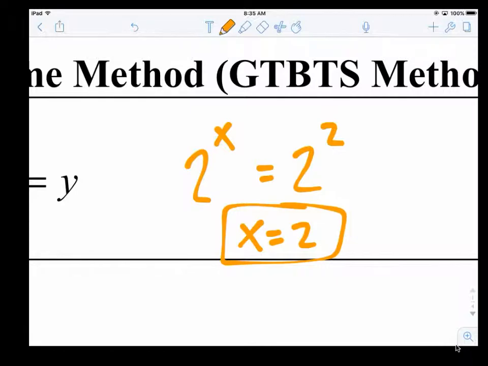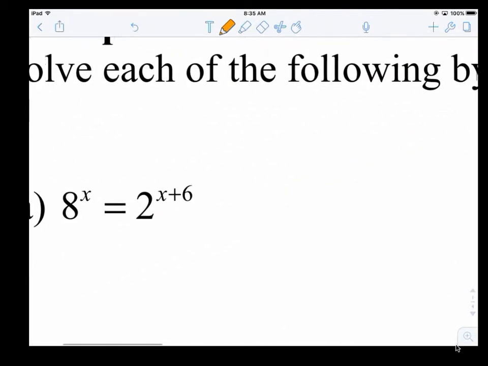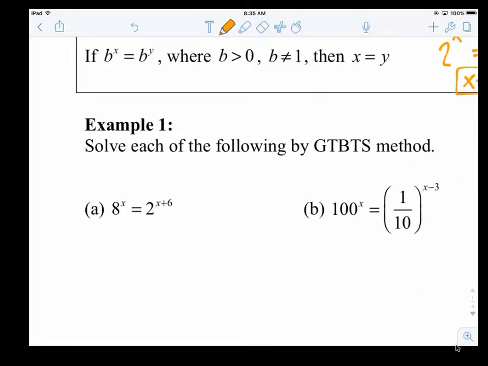So that's what we're going to try and do. We're trying to convert the bases so that they are the same on both sides. It's going to take a little bit of rewriting, but our ultimate goal is to get the bases the same so then I can set my exponents equal to each other. Now, to solve each of the following by getting the bases the same.